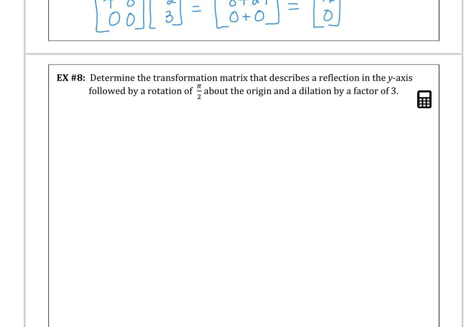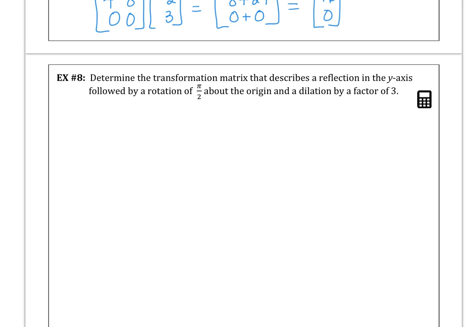Then here in our last example, we want to determine the transformation matrix that describes a reflection in the y-axis, followed by a rotation of pi over 2 about the origin and a dilation by a factor of 3. And you are allowed to use your calculator on here. So putting all of this together, let's think about this.